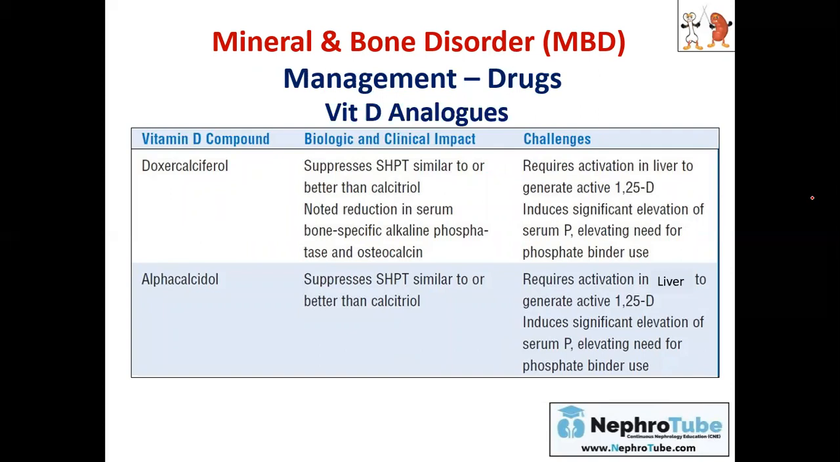One of the most famous is alpha calcidol, which is the 1-OH vitamin D. It requires activation in the liver to be changed to 125. So here we reverse the normal pathway of vitamin D. Normally in our body, the 25 vitamin D is formed first in the liver, then 125 by the kidney.